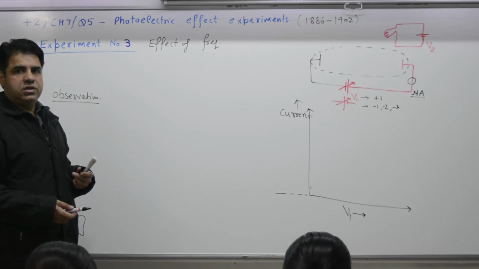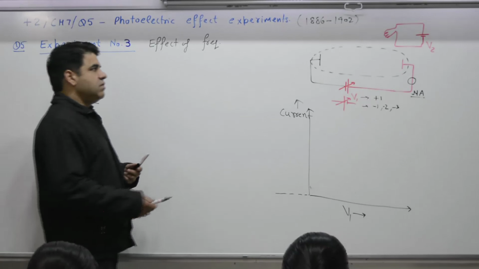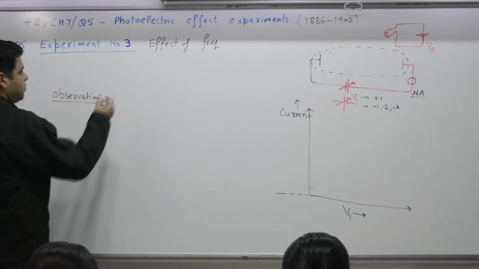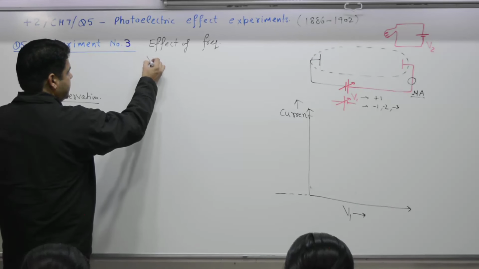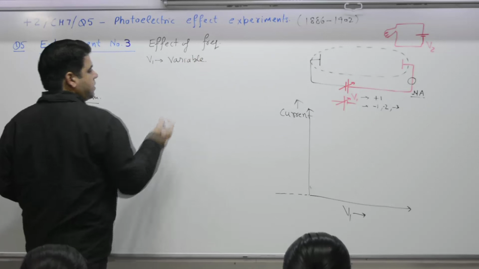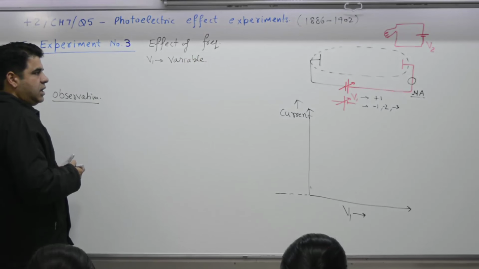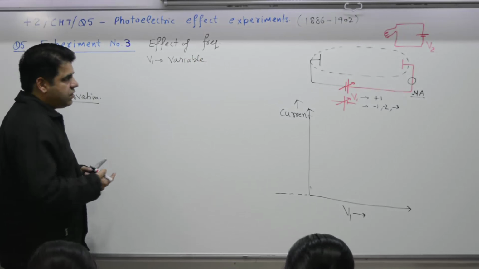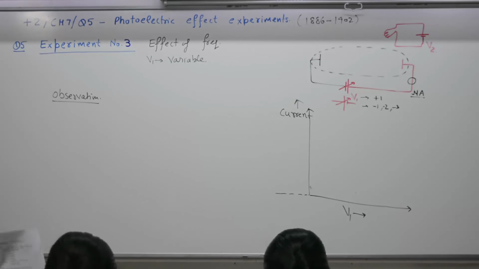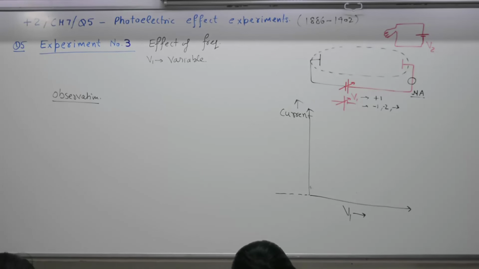What is the change? We will change the number of bulbs. We will perform the experiment with number of bulbs. Effect of frequency, V1 is variable, and this V1, no, there is a correction required. V1 is a variable.